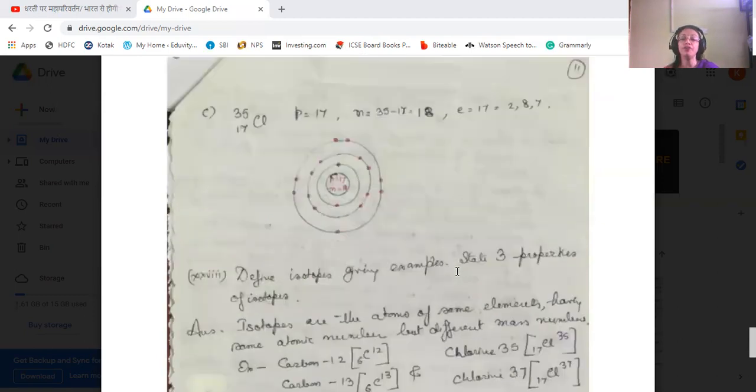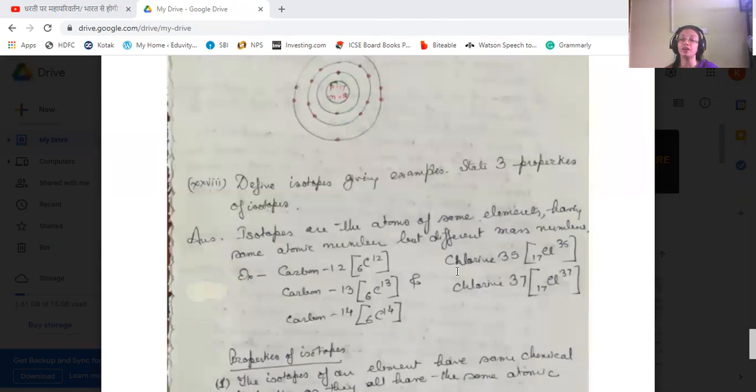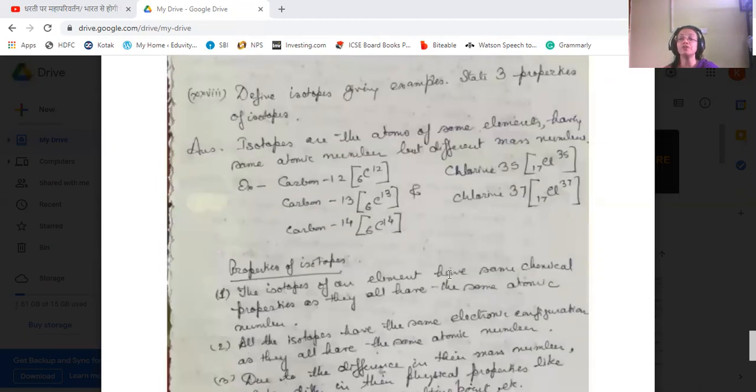Now we define the isotope, giving examples. State 3 properties of isotopes. We know that isotopes are atoms of the same element. Iso means similar. So isotopes are atoms of the same element which have the same atomic number but different mass number. This is due to the fact that they have a different number of neutrons.